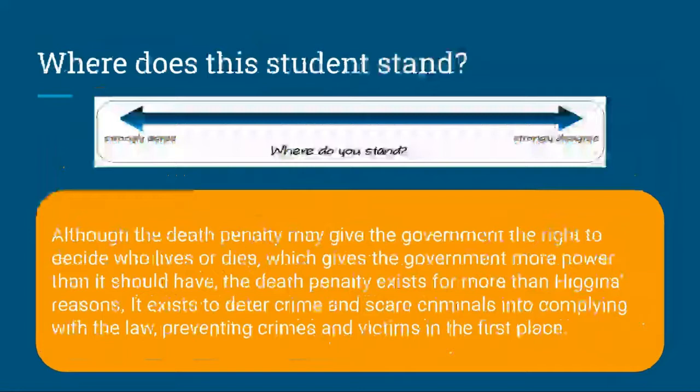Although the death penalty may give the government the right to decide who lives or dies, which gives the government more power than it should have, the death penalty exists for more than Higgins' reasons. It exists to deter crime and scare criminals into complying with the law, preventing crimes and victims in the first place. So go ahead and decide. Does this author completely agree with Eoin Higgins? Do they completely disagree? Do they mostly agree and somewhat disagree, or do they mostly disagree and somewhat agree? You decide.